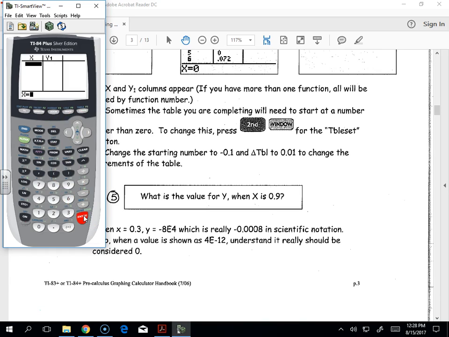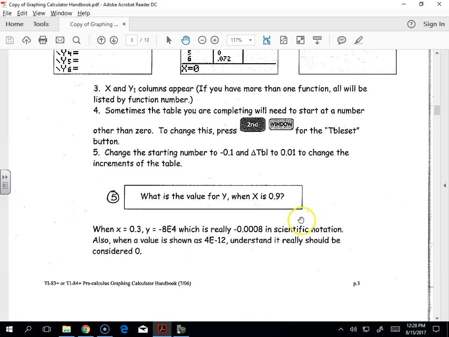One more thing that happens with tables, if for any reason you ever go to a table and the y is not showing, you're like, I don't have a y. Probably because your equation got deleted. You have to go to your y equals, probably type in your equation. If the y is not there, it's probably just that you didn't write that equation in. Sometimes it just gets missed.